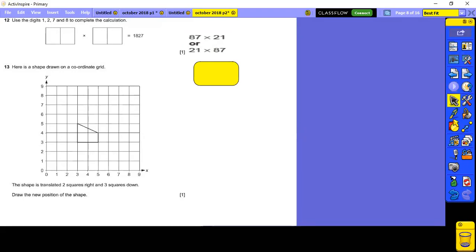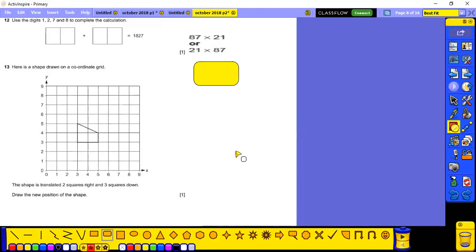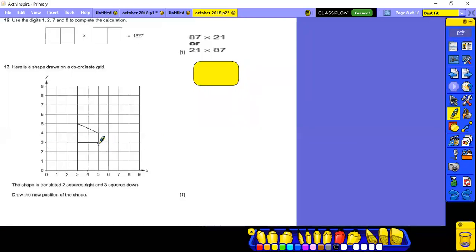Right, in this question, I want to see how you're going to do this question, guys. He's telling you that I want to translate this shape 2 squares right, 3 squares down. I'm going to draw for you and you show me. I will start with this one. For every single point, I just want to put the points first. So let's see this point, how it will go. 2 squares right, 1, 2, and 3 squares down, 1, 2, 3. So this will be the point, and this will be the other point.